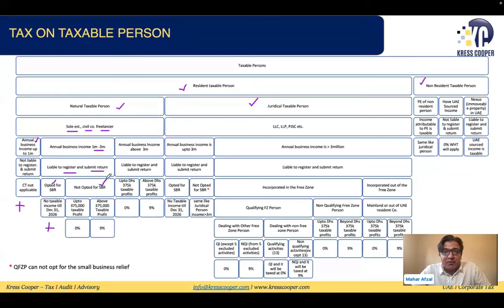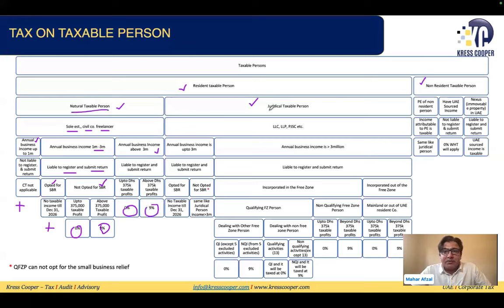If this is a small business, revenue is between 1 million to 3 million and they have not opted for the small business relief, then up to 375,000, 0% corporate tax. Beyond that, 9% corporate tax will be applicable. This 375,000 is the taxable income, meaning we need to map the accounting income into taxable income, then we need to apply the taxes. If the annual business income is more than 3 million, they cannot opt for the small business relief. Treatment will be the same: up to 375,000, 0% corporate tax. Beyond that, 9% under taxable income. This is a natural person.